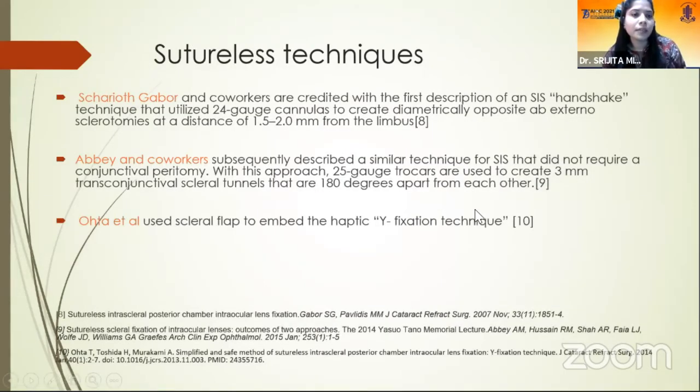Coming to sutureless techniques, Gabor and co-workers were the first to be credited with the description of sutureless intrascleral handshake technique that utilized the 24-gauge cannulas to create diametrically opposite ab-externo sclerotomies at a distance of 1.5 to 2 millimeters from the limbus. Abbey and co-workers had subsequently described a similar technique for sutureless intrascleral technique that did not require a conjunctival peritomy. With this approach, they had just used 25-gauge trocars to create 3 mm transconjunctival scleral tunnels that are 180 degrees apart from each other. Ota et al. used scleral flap to embed the haptic in the Y fixation technique.